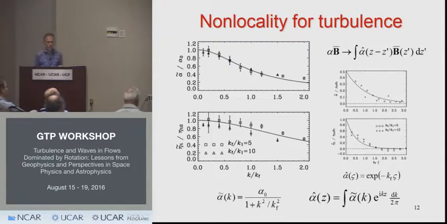Here are results for the case of numerically simulated turbulence. One typically finds for both alpha and for turbulent diffusivity, diagonal tensors in isotropic turbulence, but their wave number dependence follows a Lorentzian profile. That corresponds to an exponential function, which is written over here after Fourier transforming it, which looks like this. So this is simply the result for non-locality in space.